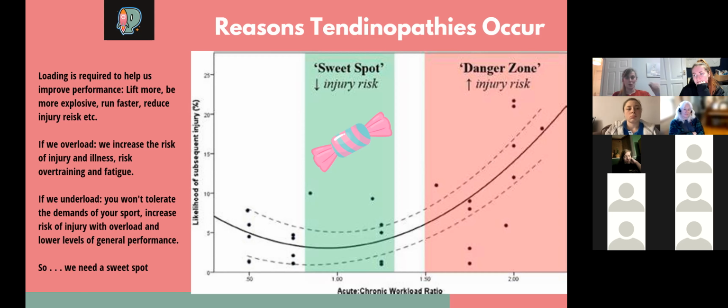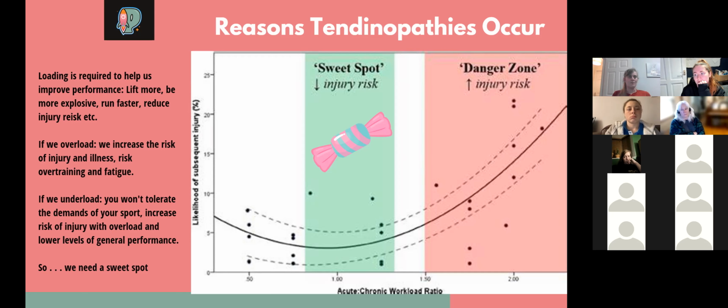However, if we do too much too soon, we increase that risk. We overtrain, we get fatigued. Most of the time, if you're overtraining, you try to do your normal 80% deadlift and you can't because you're just so knackered, you're struggling to get motivation, that kind of thing. If we're not loading enough when you do your sport, you're not going to be able to tolerate it.